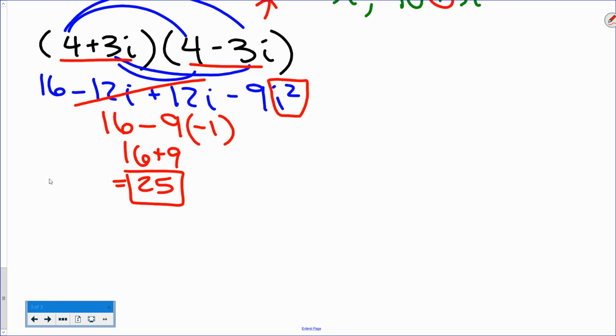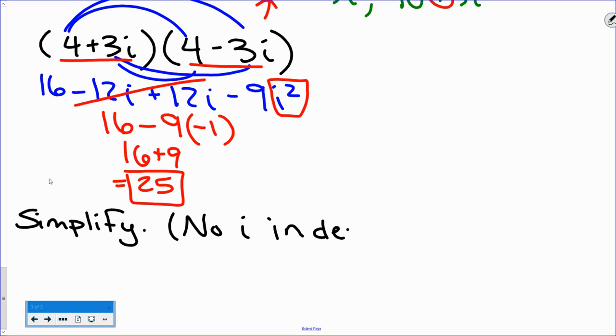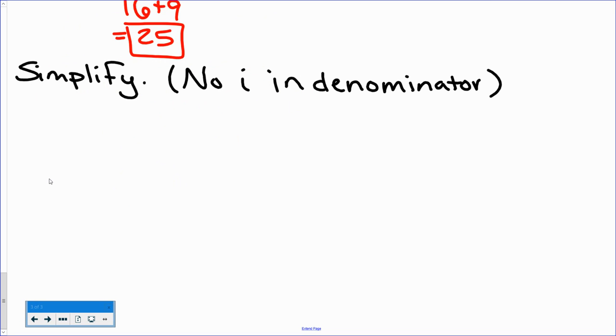So here's what we're going to do with our conjugates. We're going to use them for simplifying a division problem. We're going to simplify our next couple of problems here. When we have division, there can be no i in the denominator. Remember, i represents the square root of negative 1, so if that's in the denominator, we have a radical in the denominator, which we're not allowed to have. We talked a little bit in the review assignment from last week about how to rationalize that denominator.